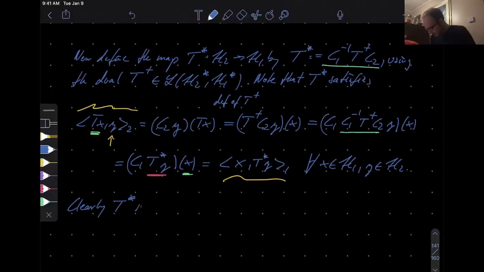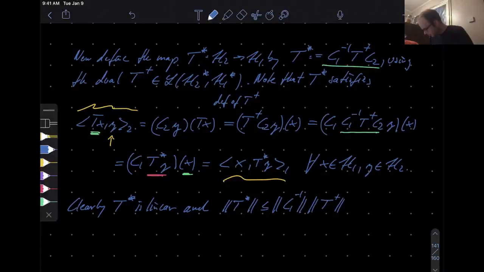So I will just say clearly T star is linear because it's a composition of linear maps. C2, C1, the inverse thereof, and the dual transformation are all linear maps. So the composition is linear, that's clear. And what about boundedness? Well, all three of them are bounded linear transformations, so the composition will also be a bounded linear transformation. In fact, you can give an upper bound for the operator norm, just using the submultiplicativity of the operator norms. You have this one, and this is finite because all three norms there are finite, right? Good. Now, so that is clear.